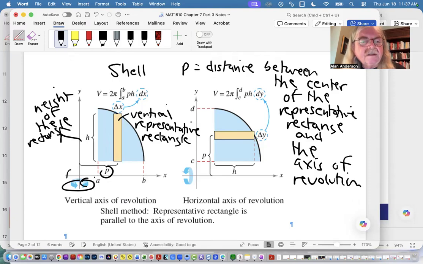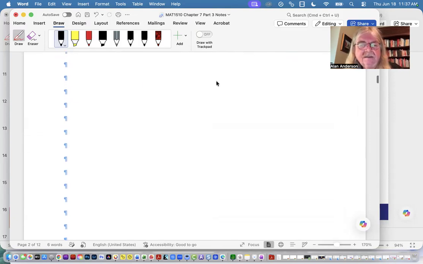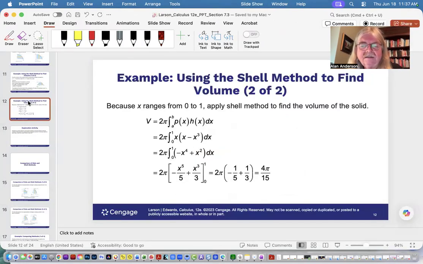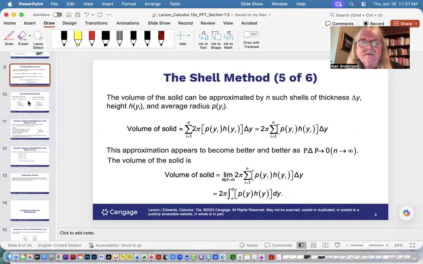And of course, the endpoints here are defined with respect to x. Here they're defined with respect to y. So that's really the big difference between the two. Which way are we going? The rectangle tells us: in one case it's perpendicular, in this case it's parallel. But the basic logic is exactly the same. So with all that being said, let's go back and look at an example.